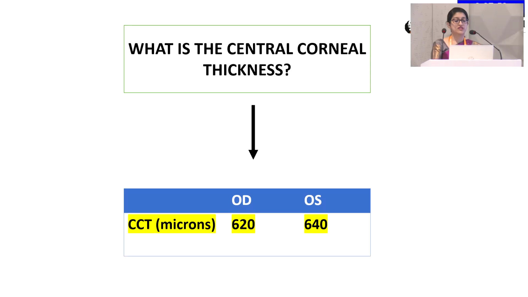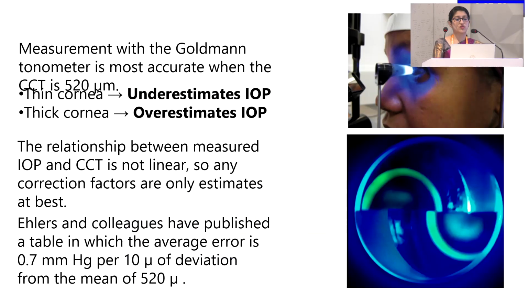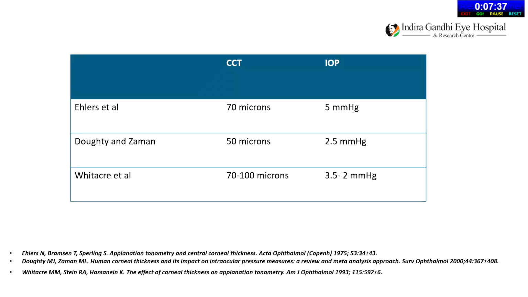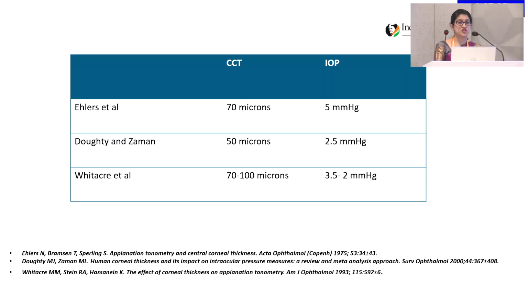Okay, so the next important parameter to be considered is the central corneal thickness. In this patient it was around 620 and 640 microns. We know that measurement with the Goldmann applanation tonometer is most accurate when the central corneal thickness is 520 microns. Remember that thin CCTs will underestimate the intraocular pressure, and thick CCTs, a thick cornea, will overestimate the intraocular pressure. Various studies have said that the relationship between a measured IOP and the central corneal thickness is not linear, so all these correction factors are just estimates at best.